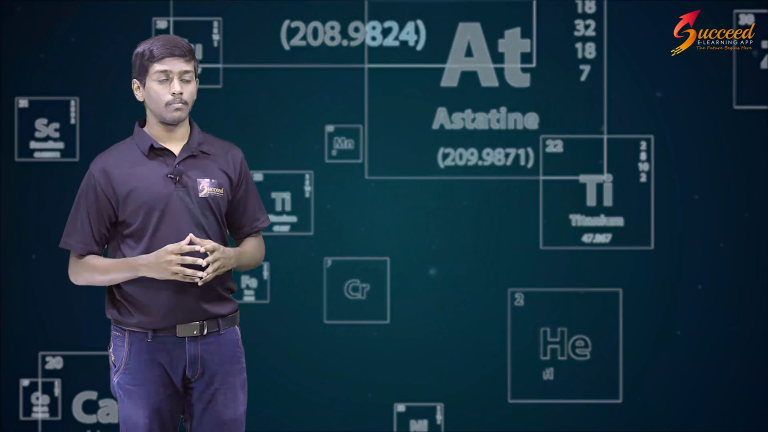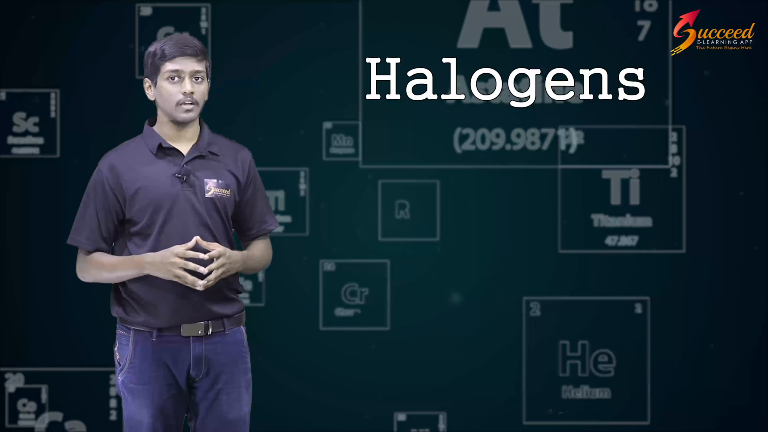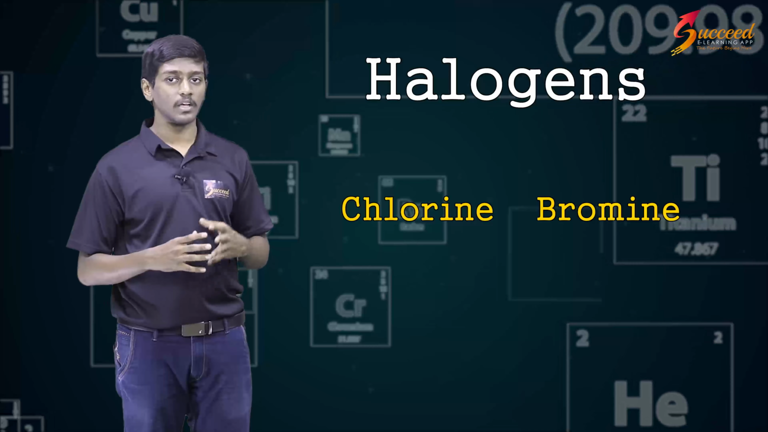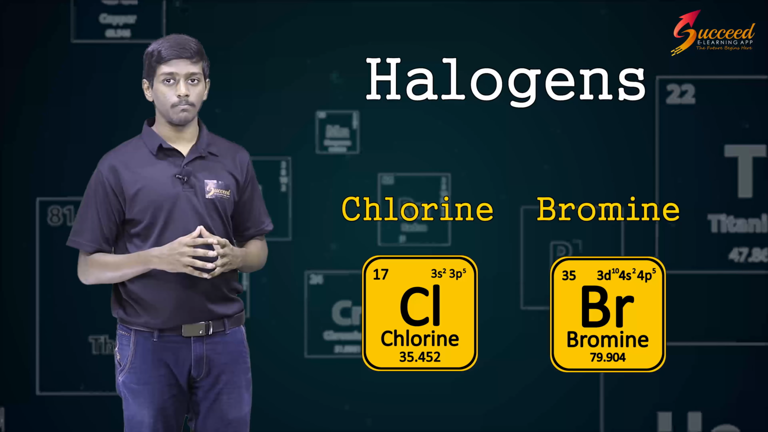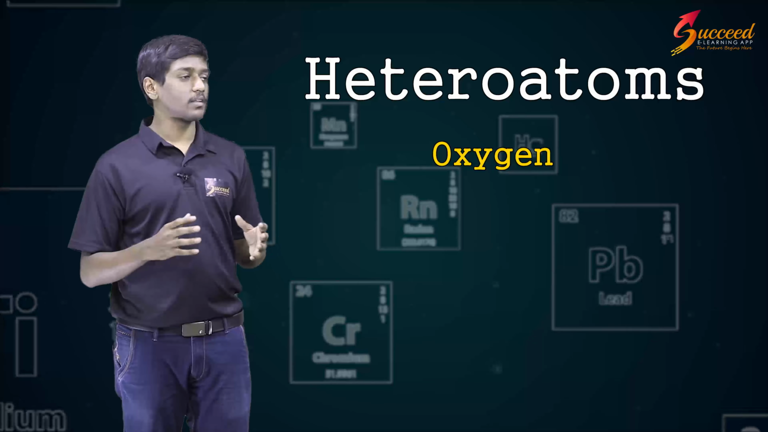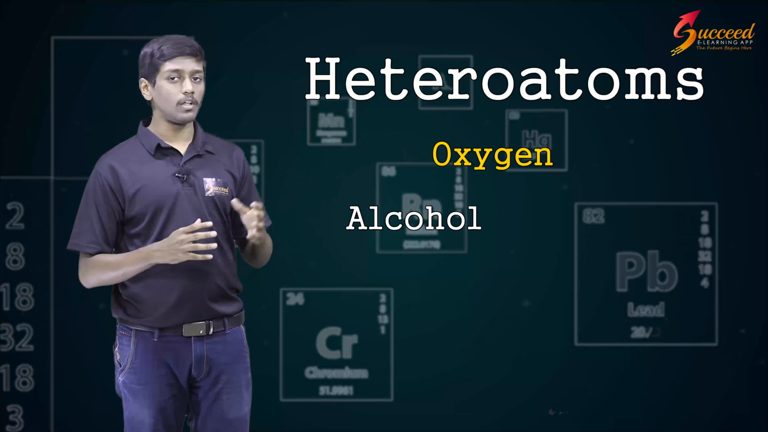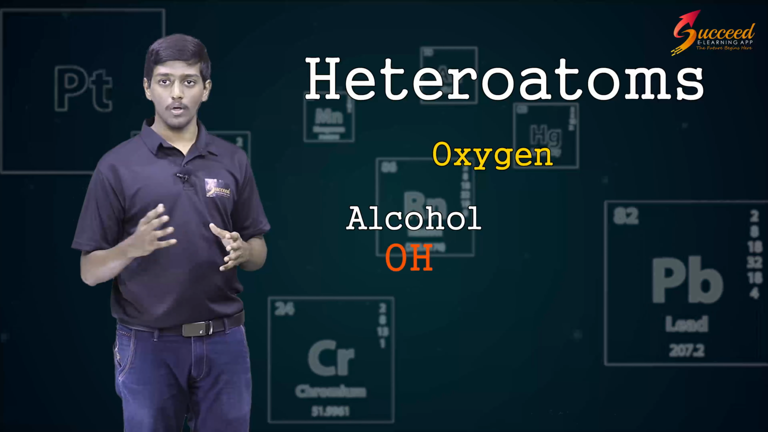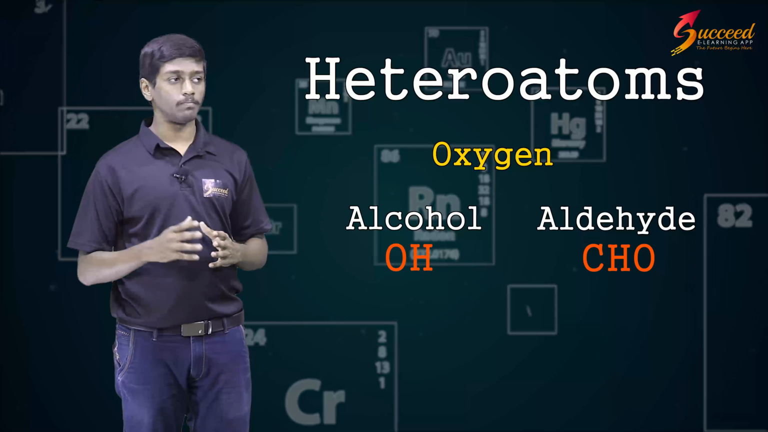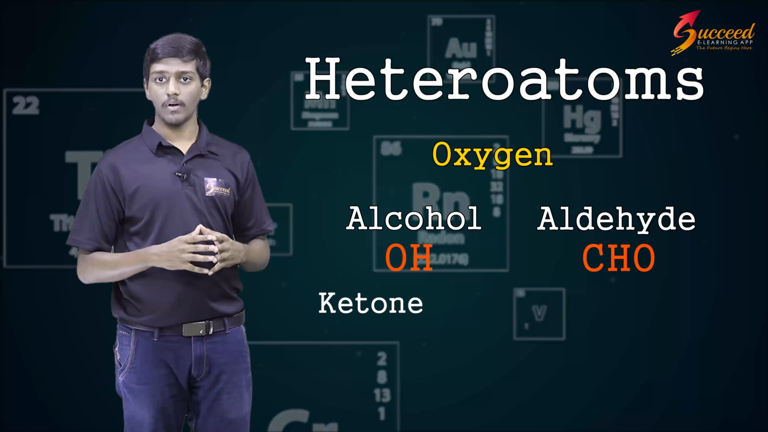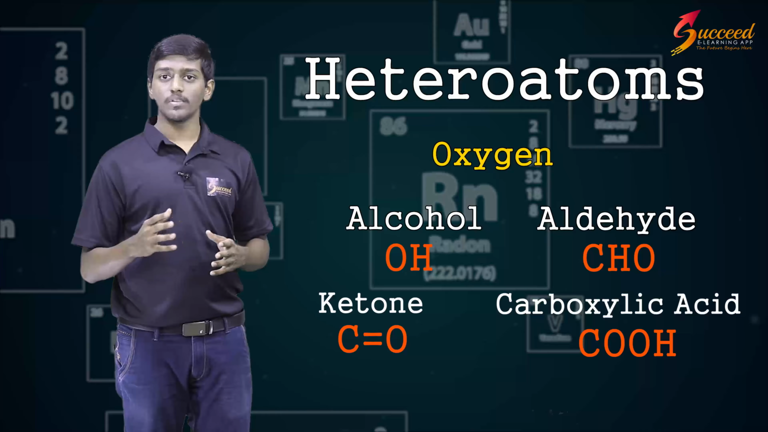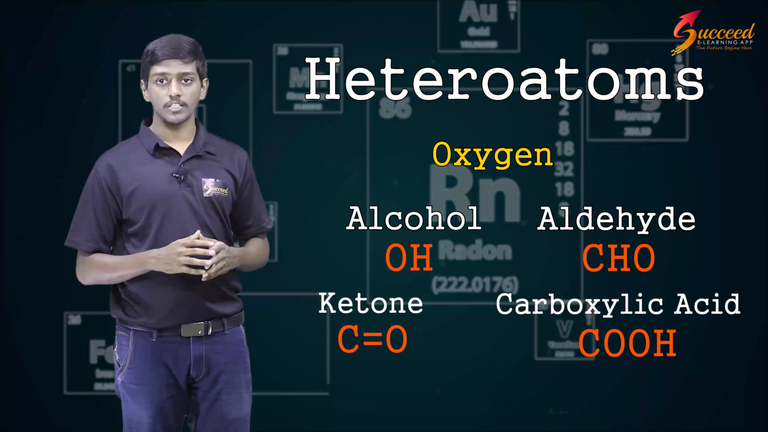The functional group, halogens. The compounds are chlorine and bromine. The functional group is represented as Cl and Br. The heteroatom is oxygen. Then the compounds are alcohol represented by OH, aldehyde represented by CHO, ketone represented by C double bond O, and carboxylic acid represented by COOH.